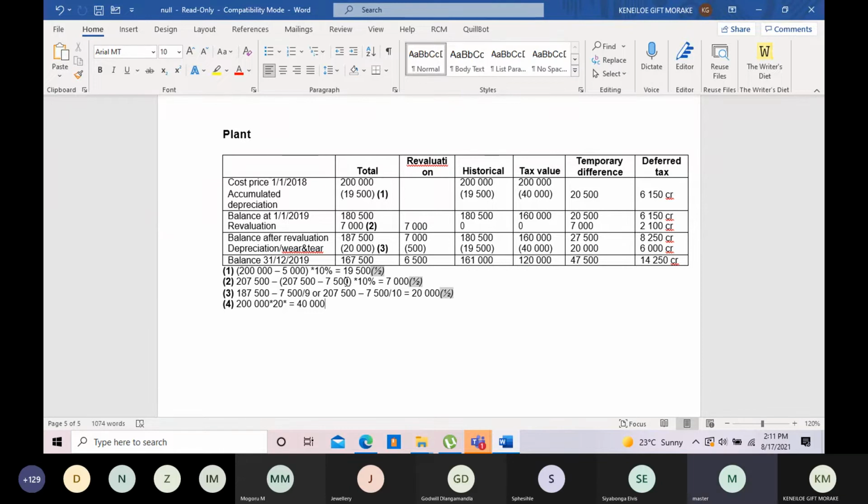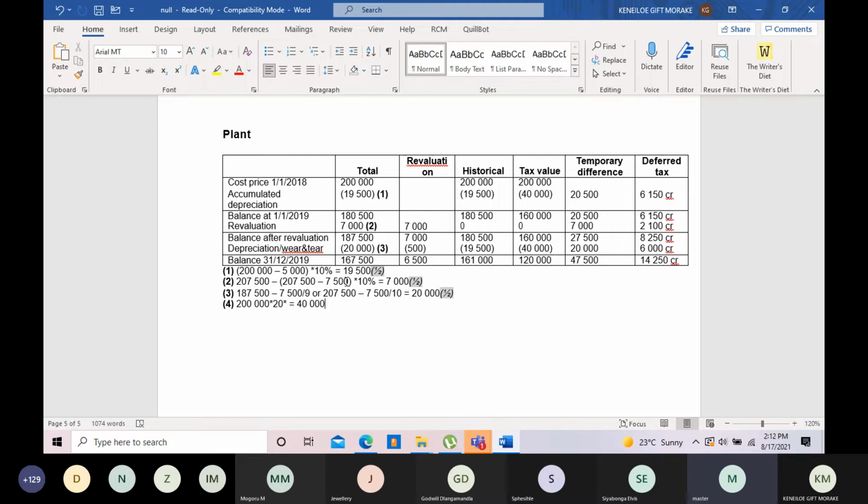So in other words, we need to say 207,500 minus 7,500. You're going to get how much? You're going to get 200,000. And then from 200,000, you say 200,000 multiplied by 10%. You're going to get 20,000. That is why I said you must cancel one zero. So from there, you say 207,500 minus 20,000. You're going to get 187,500. And then you take the balance at the beginning for the plant, which is 180,000.